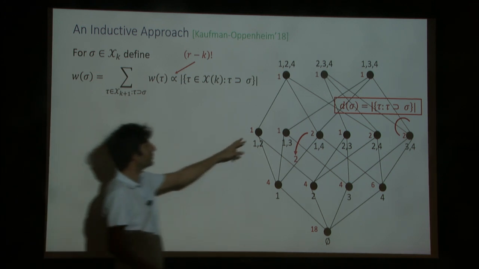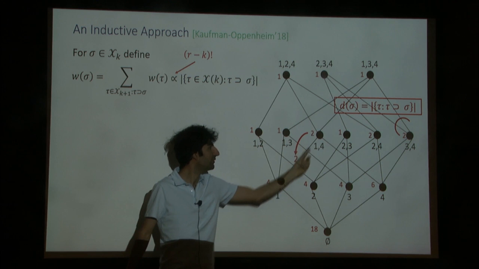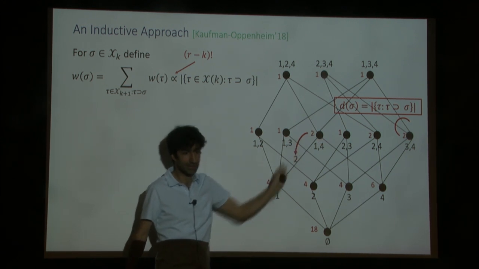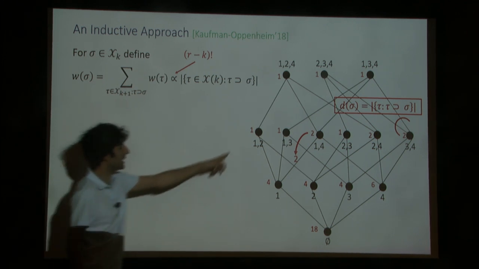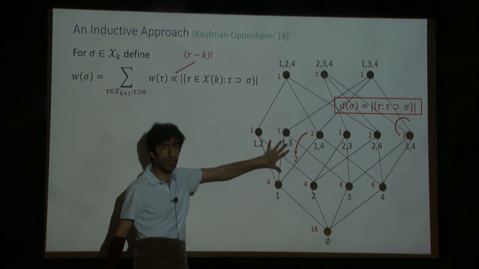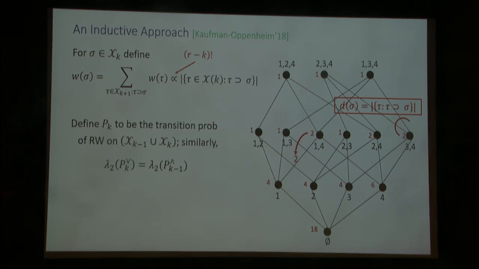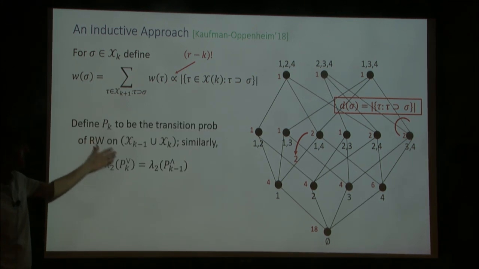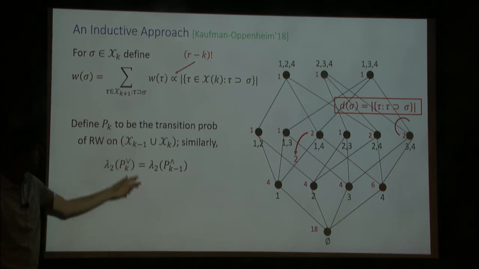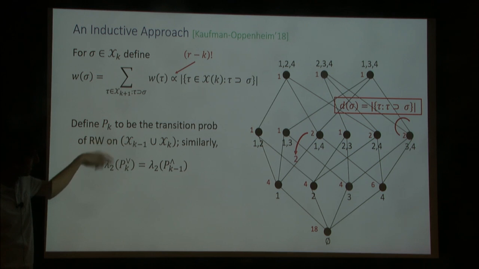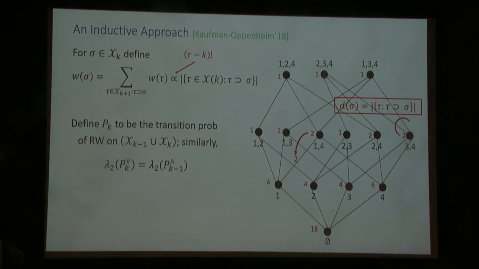Now, once you define a weighting on all of the bases, you define the weight of the edge to be the weight of the upper base, the base on the upper side. So the weight of this edge would be 2. The weight of this edge would be 1. Now I can run a Markov chain on this graph. Similarly, you define everything. You define a transition probability matrix on the union of Xk minus 1 and Xk. Lambda 2 of Pk down up is equal to lambda 2 of Pk minus 1 up down.